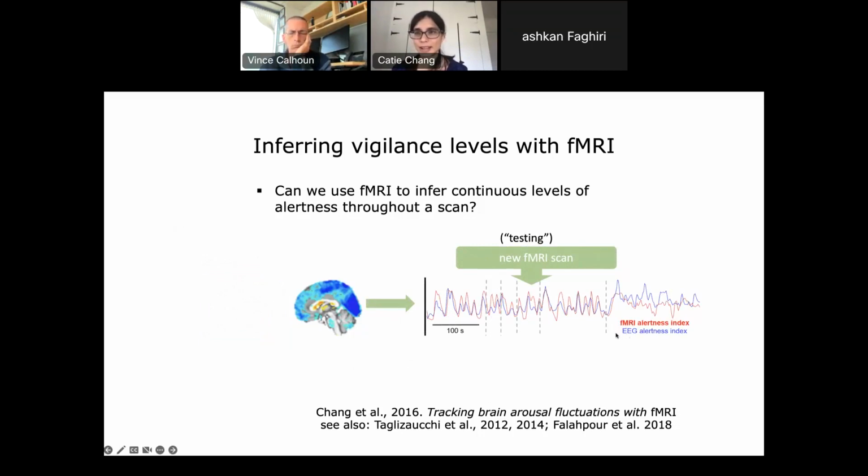Then to validate it, we compared it to EEG that had been measured in that scan. But this was only for the validation. It wasn't used to derive that index. So we separated our data into training and testing sets in order to do that learning and evaluation. In this study, which was actually in monkeys, we showed that it was possible to derive a continuous fMRI index that matches to a fairly good extent the electrophysiological signals that were being recorded in the monkeys.